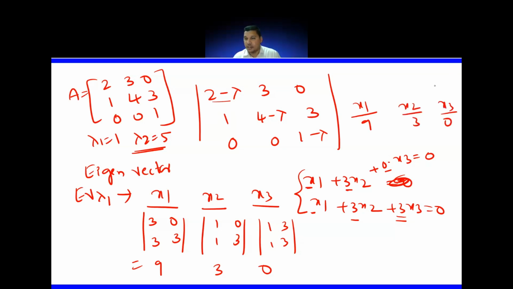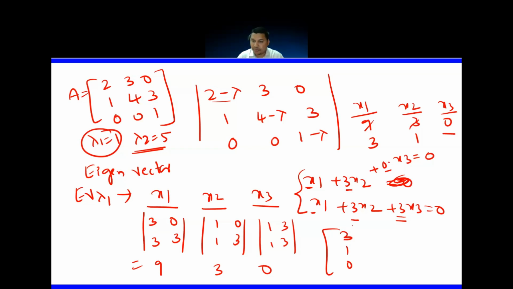Can we still reduce this? Yes, we can generalize this more by dividing by 3. So this becomes 3, this becomes 1, this becomes 0. So the eigenvector for eigenvalue lambda 1 equal to 1 is 3, 1, 0. I hope you understood how we find the eigenvector using Cramer's rule.